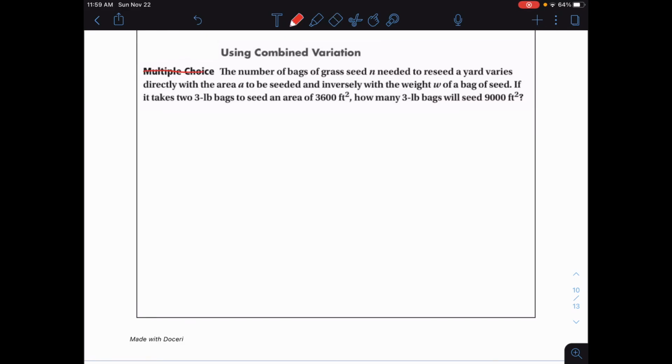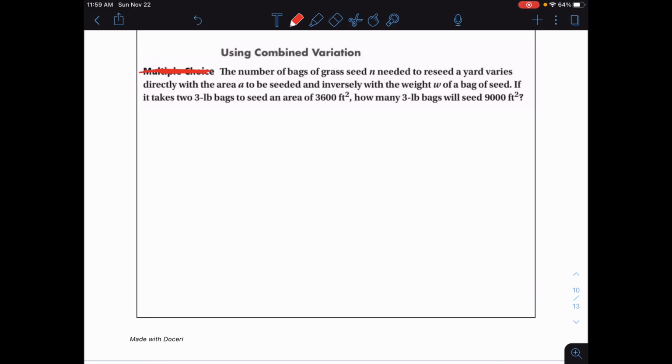This question used to be multiple choice, not anymore. So the number of bags of grass seed n, needed to reseed a yard varies directly with the area A to be seeded and inversely with the weight W of the bag of seeds. If it takes 2 3-pound bags of seeds, or 2 bags of seed, to seed an area of 3,600 feet squared, how many 3-pound bags will we need to seed 9,000 feet?